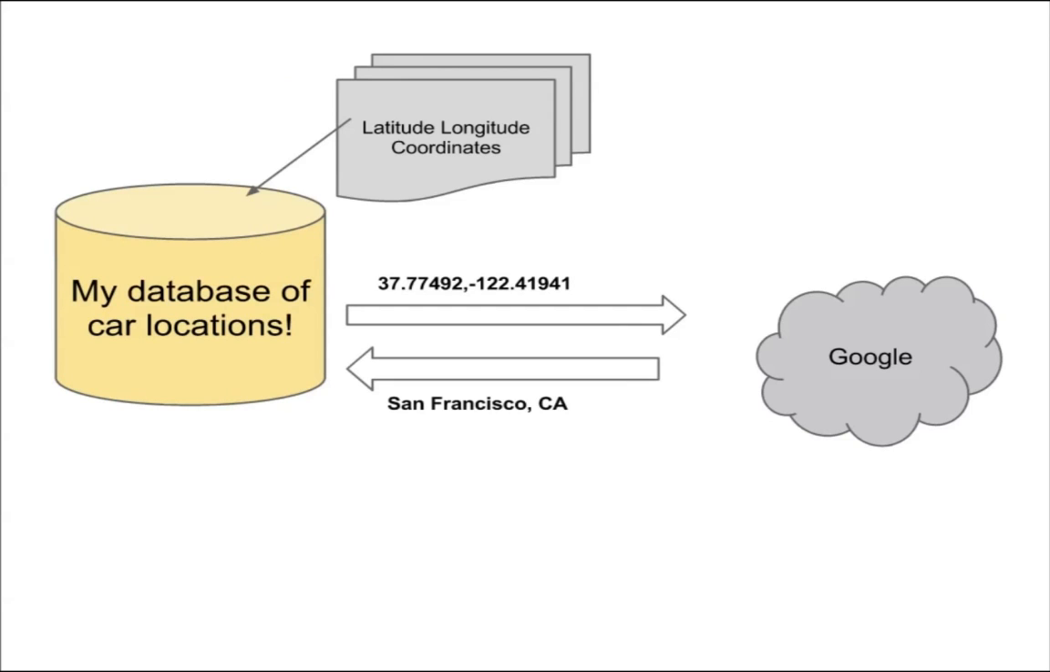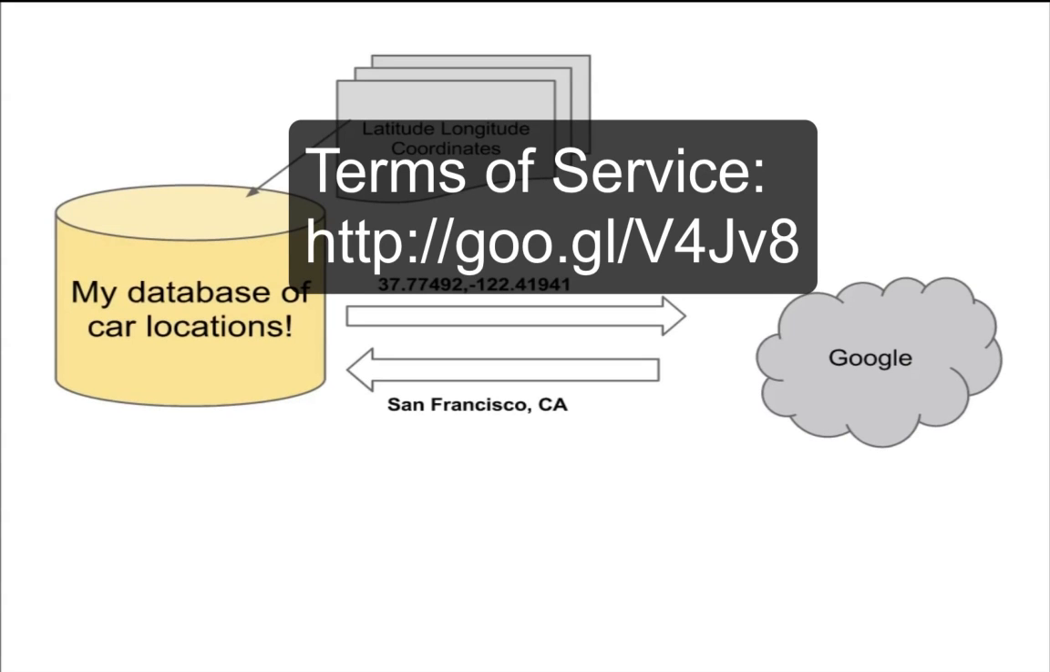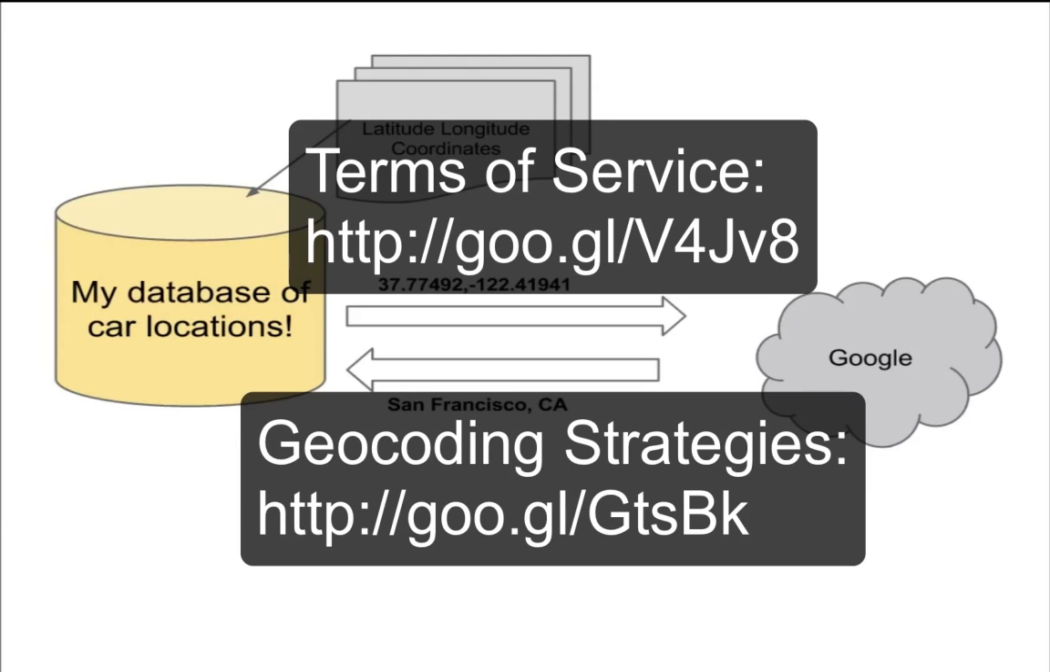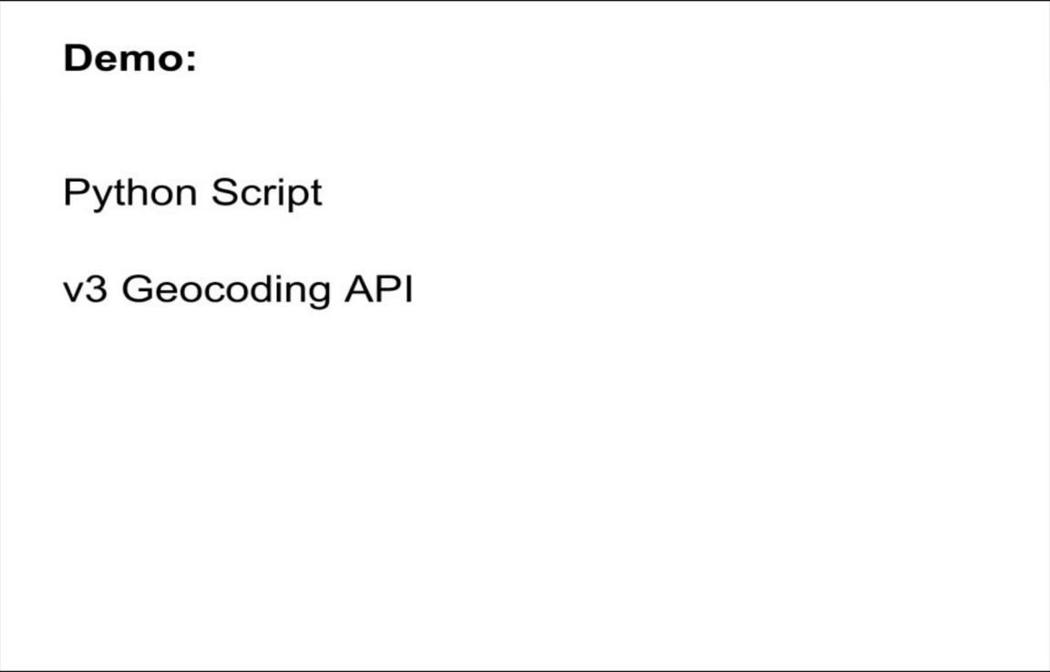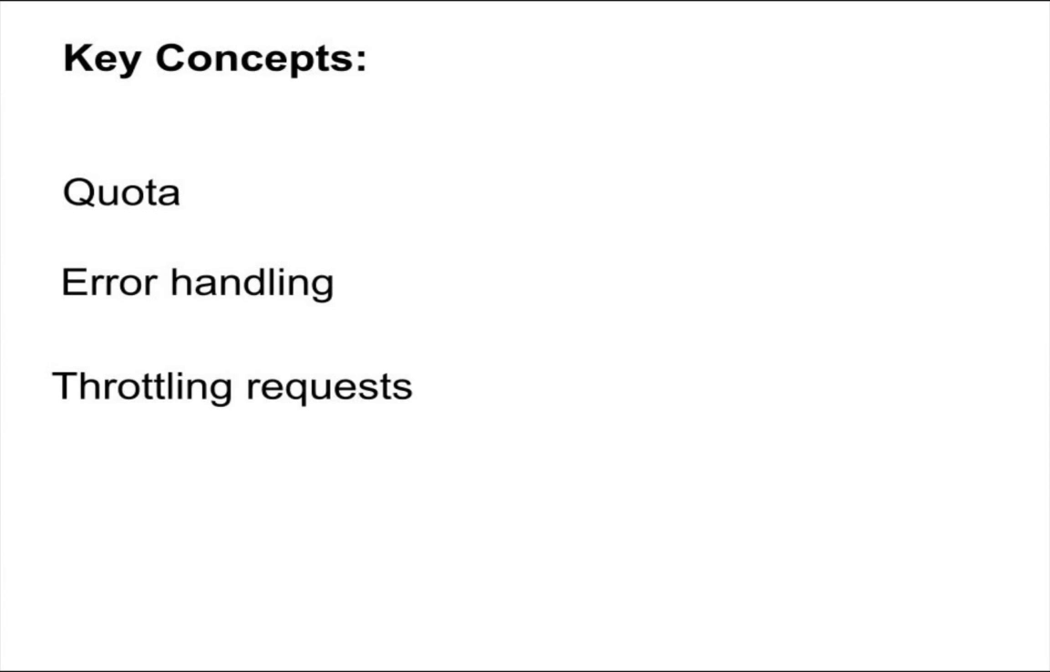lat long. The Geocoding API can be applied to various use cases, and before you get started with using it, we strongly encourage you to first check that your use of the API adheres with our terms of service, and also check whether you can use a client-side approach instead, for example, using JavaScript. In today's demo, we'll be working within the confines of a Python script that uses the Geocoding API in a server-side manner, and we'll highlight important key concepts such as quota, error handling, and throttling.